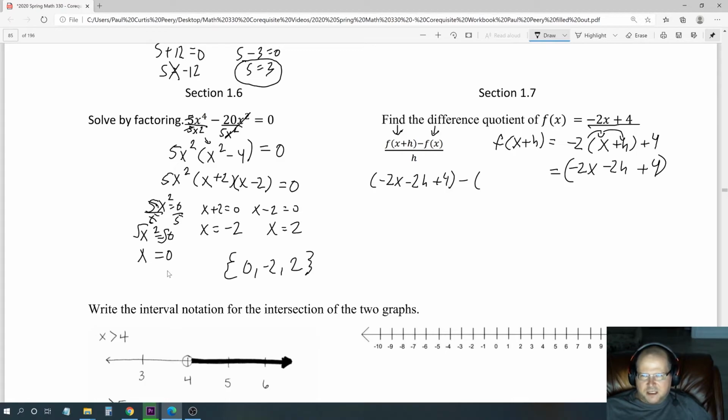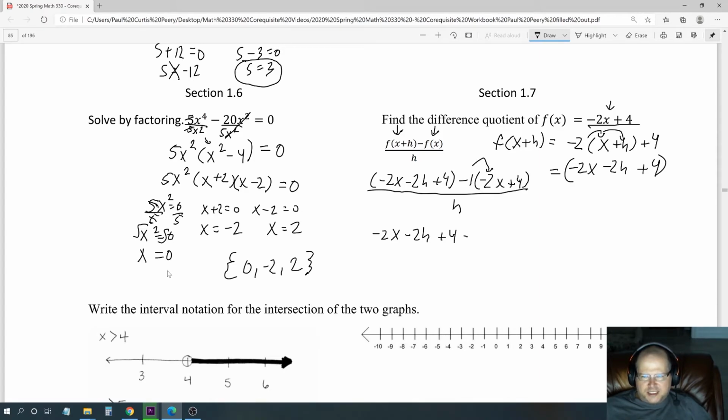Well, what's f of x? It's just the original one way over here, which is negative 2x plus 4. And then we put it all over h. Okay, now we're going to simplify the numerator. I'm going to drop the parenthesis and distribute this negative 1 inside.